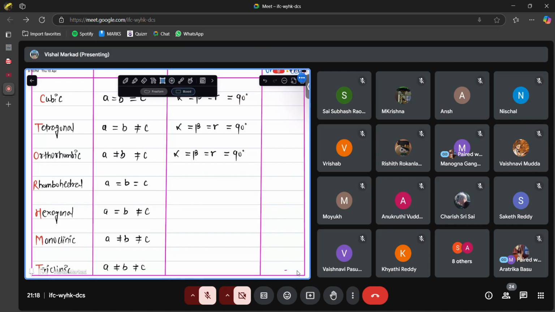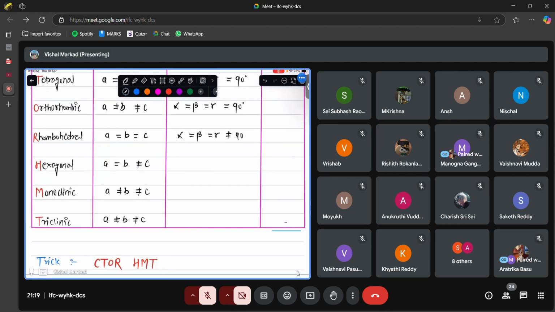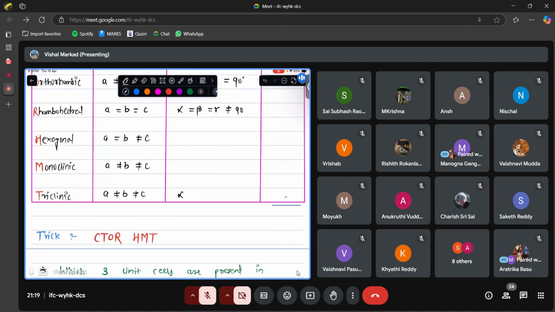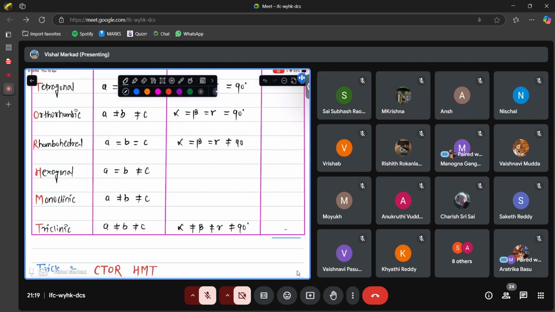Then next, what happens? Alpha, beta, and gamma will be there, but they will not be equal to 90. This is the difference you have. Okay. Then how many remaining? Three. For the last, all are not equal: alpha not equal to beta, not equal to gamma, and not equal to 90. Now two are there. These two you have to remember.